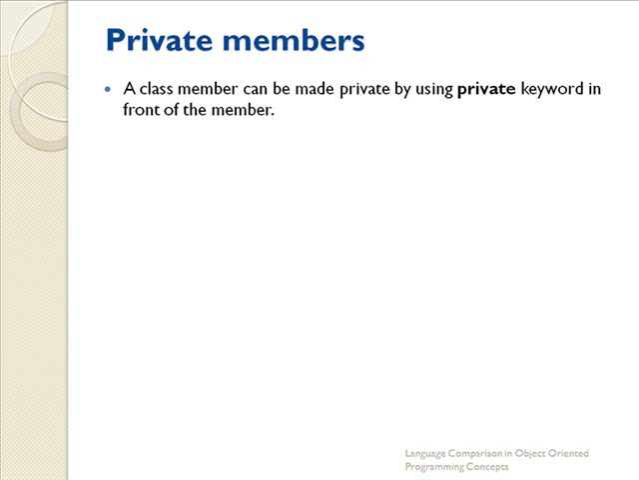Private members. By designating a member private, you limit its accessibility to the class in which it is declared. The private member cannot be referred to from classes that inherit the class in which it is declared and cannot be accessed from outside the class. A class member can be made private by using the private keyword in front of the member.